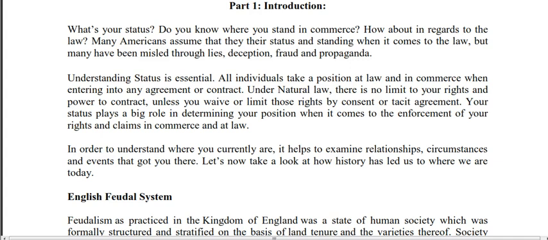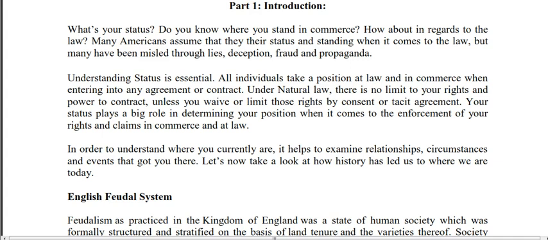Understanding status is essential. All individuals take a position at law and in commerce when entering into any contract or agreement. Under natural law, there is no limit to your rights and power to contract unless you waive or limit those rights by consent or tacit agreement. Your status plays a big role in determining your position when it comes to the enforcement of your rights and claims in commerce and at law.